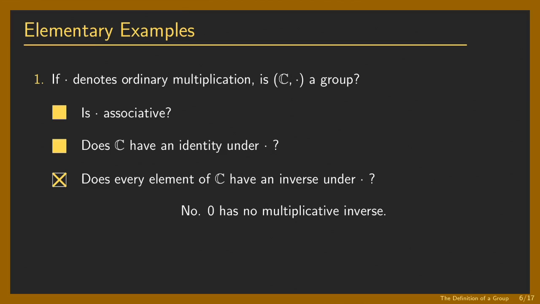So you might want to ask, what if, sir, we remove 0 from the set? Does it make the set now a group? So let us denote by C star, or C asterisk, the set C where 0 is removed, because 0 is problematic. So what will happen if we're going to remove it from the set? Is C star now a group under multiplication?